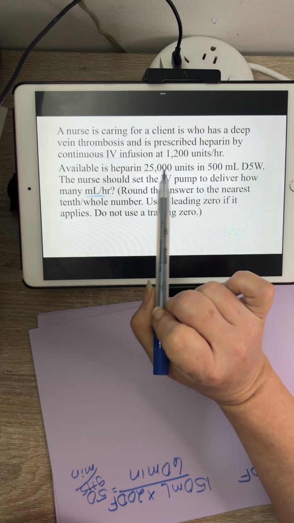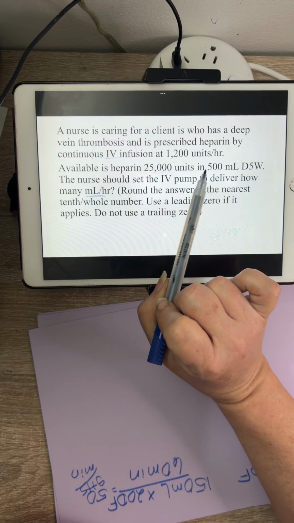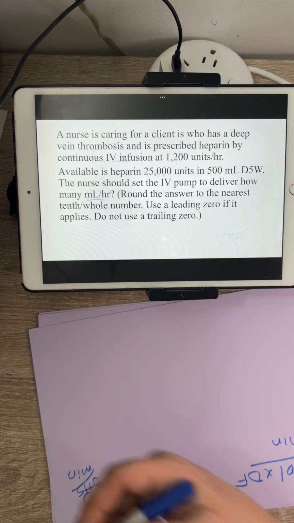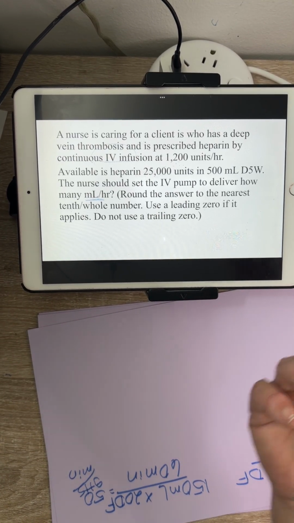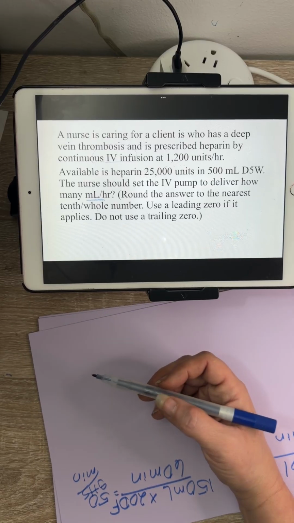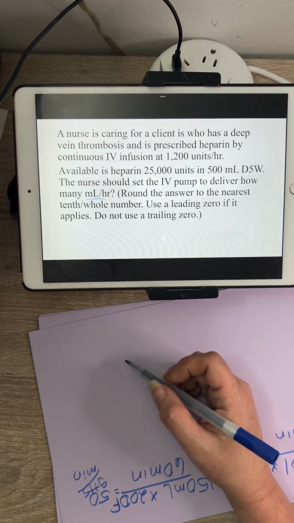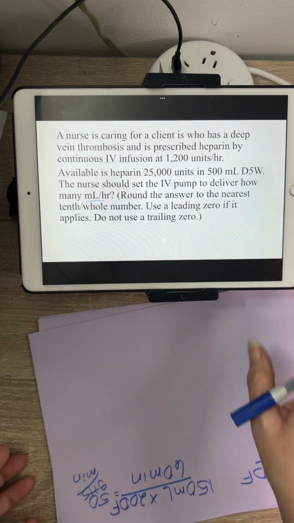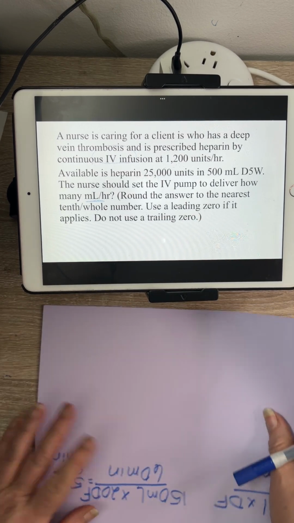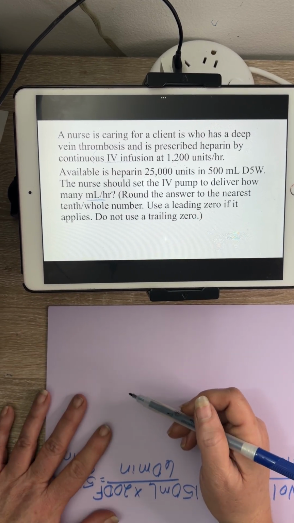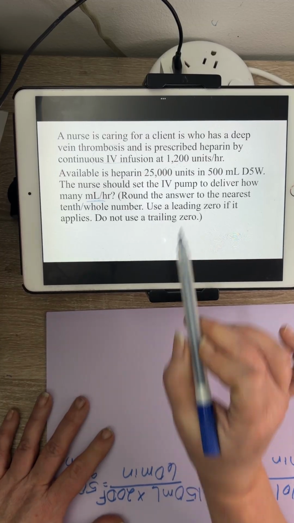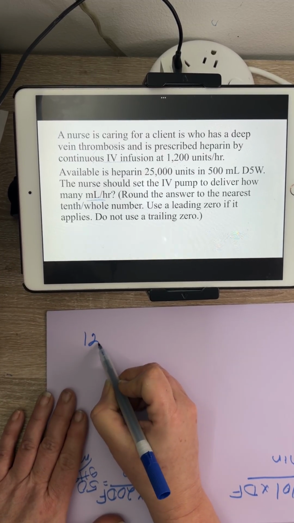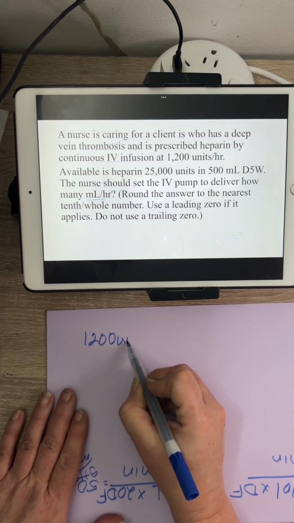Now look, this is what we have in our hand, 25,000 units. Who wants it going at 1,200 units an hour? Sorry, I don't care what it's going at. I know you don't. That's what the doctor wants it going at. So this can be solved using the dose order over the dose on hand. Watch. So what he wants, if he could have his best wish, he'd want it going at 1,200 units an hour.